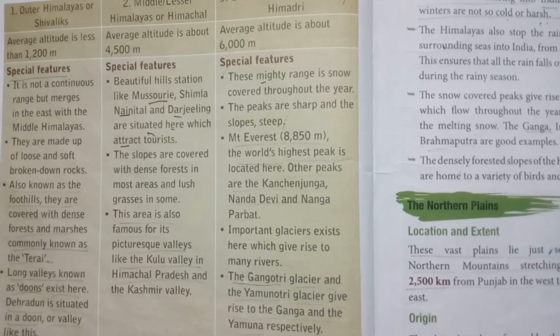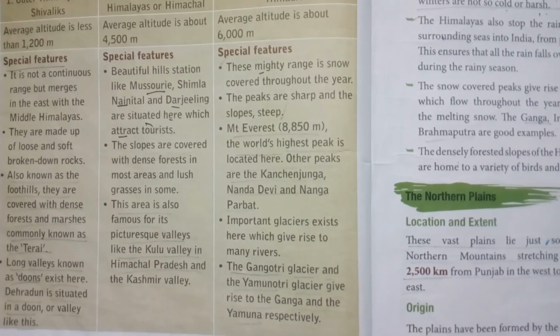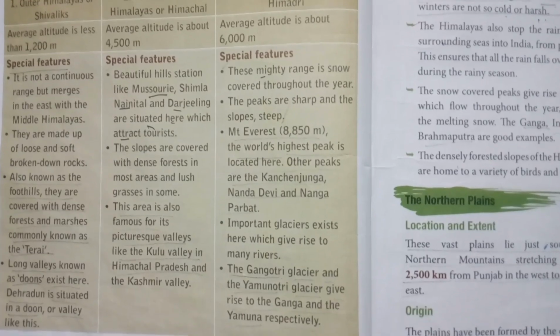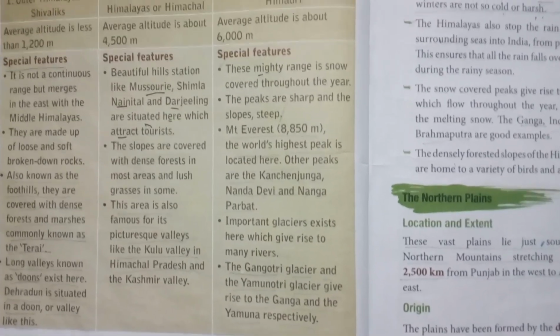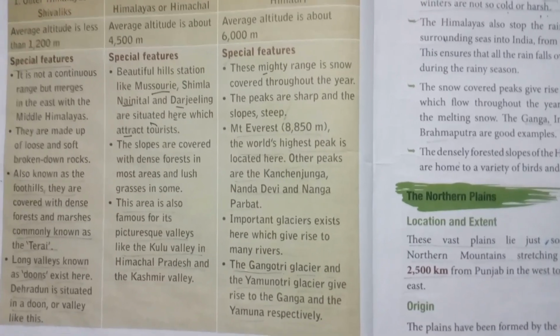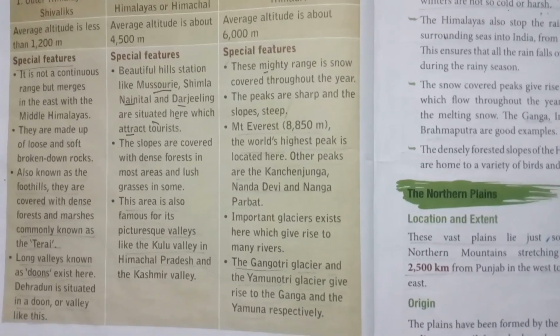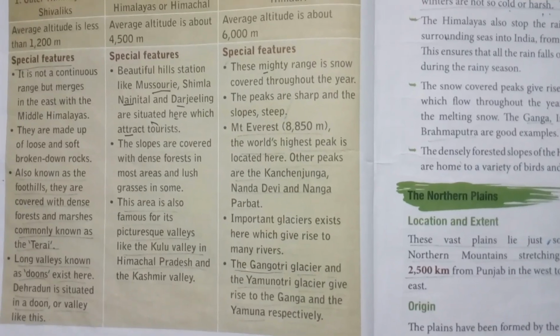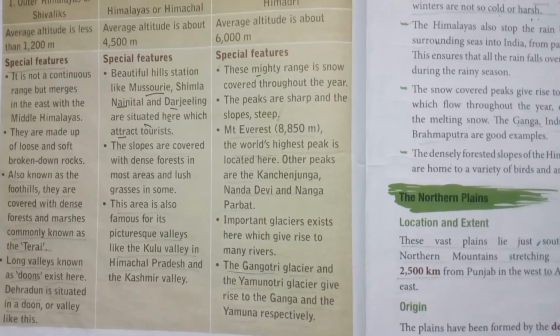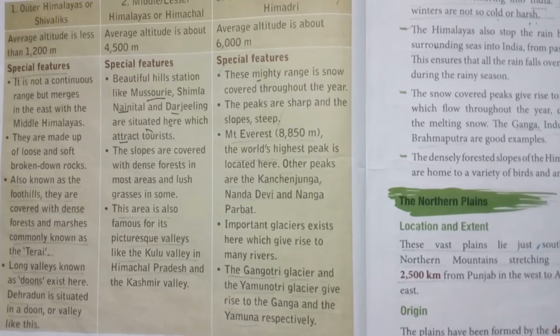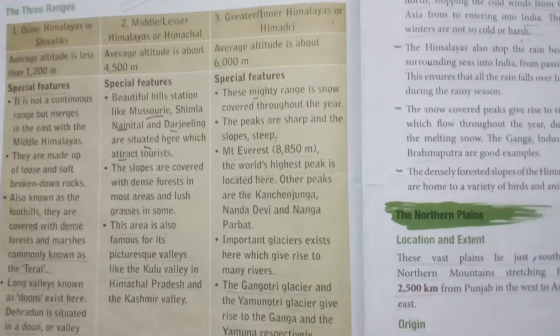Important glaciers exist here which give rise to many rivers. The Gangotri Glacier and the Yamunotri Glacier give rise to the Ganga and the Yamuna respectively.